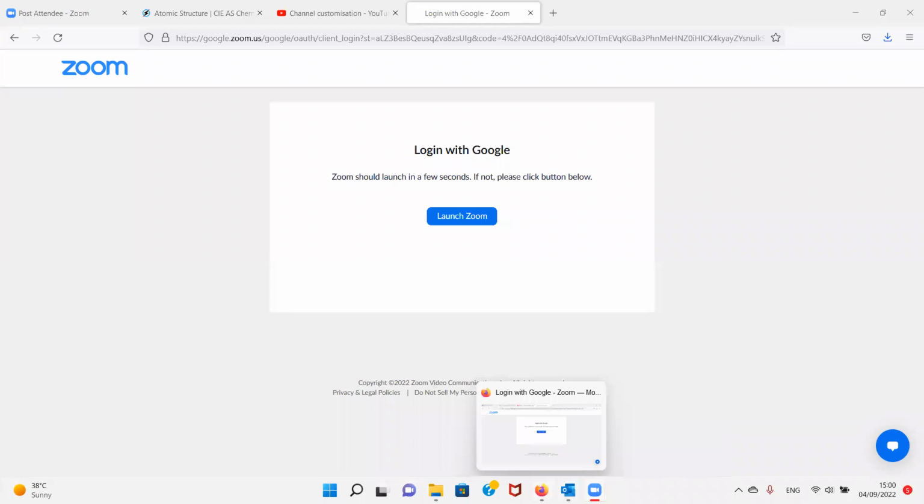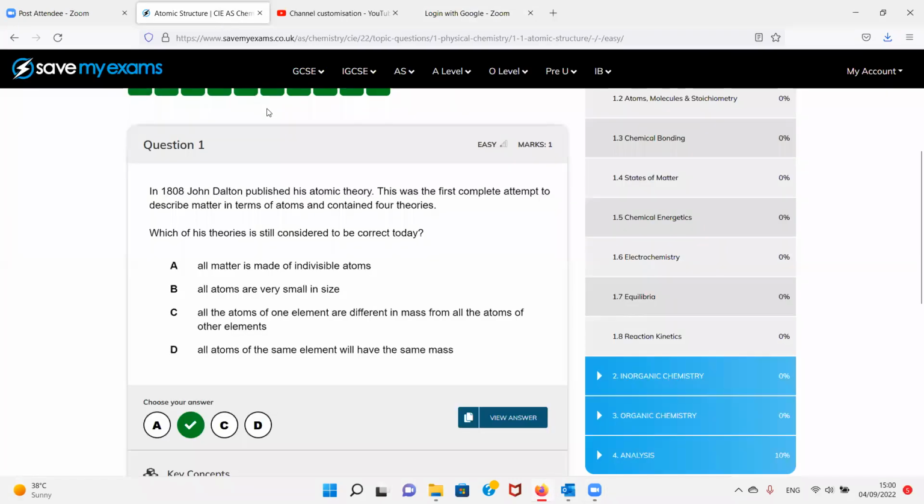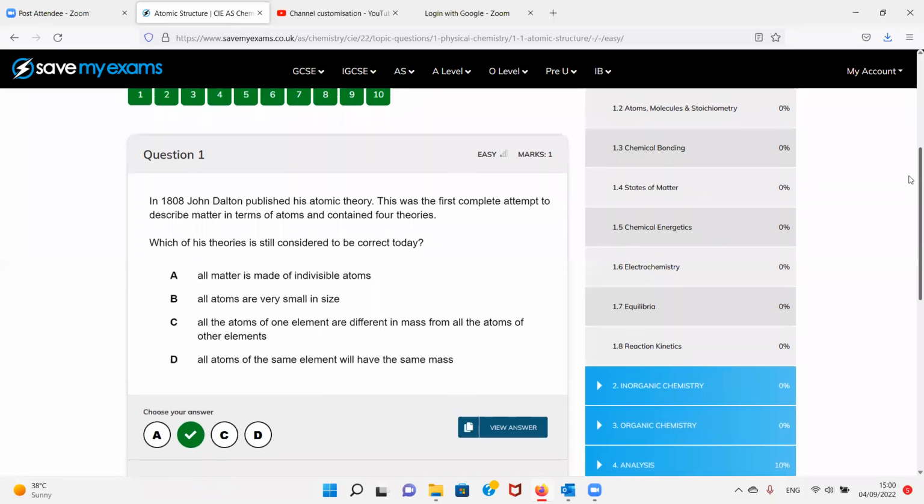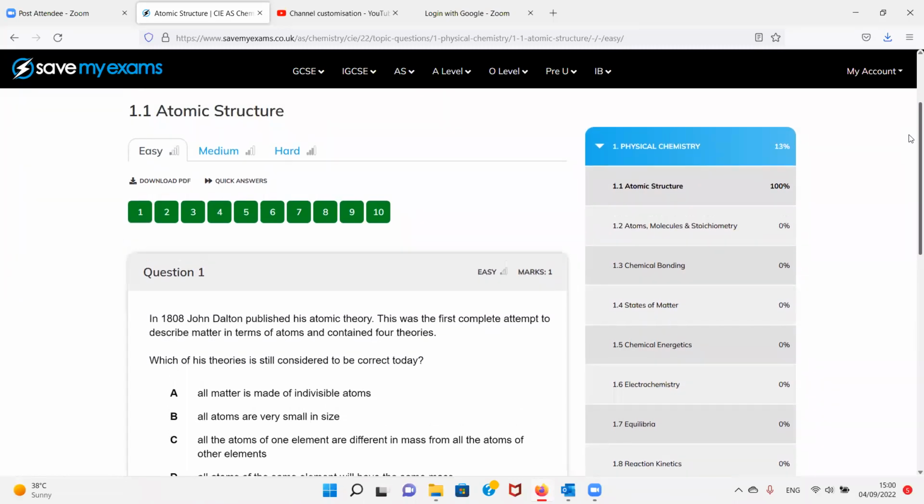So welcome to this meeting. This session is about answering questions in relation to the topic of atomic structure. So we will use the questions available in Save My Exams, and these questions vary in their difficulty from easy to medium to hard. So we'll start with the first set of questions, and these are the easy questions.